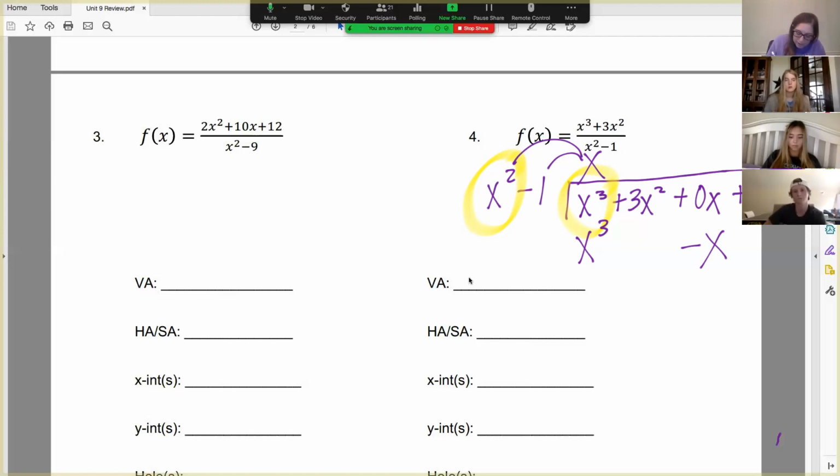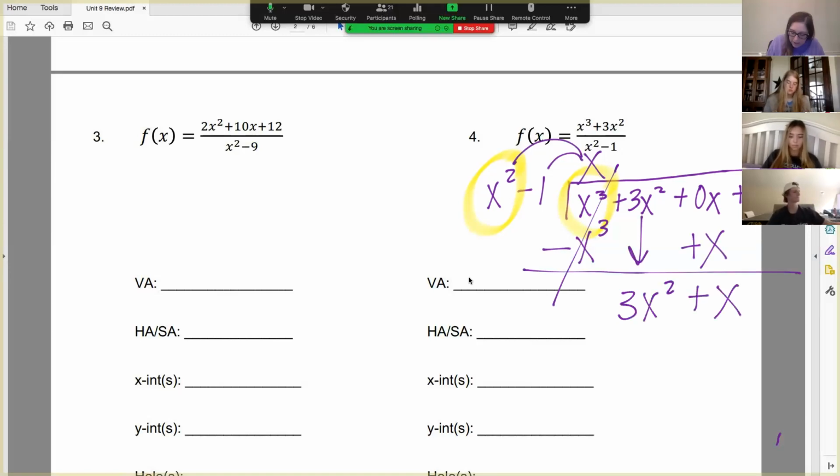Then I flip my sign. This becomes a minus, this becomes a plus. And I add down. So this 3x squared comes down plus x plus 0. Then I do it one more time. To get from x squared to 3x squared, it would be plus 3.